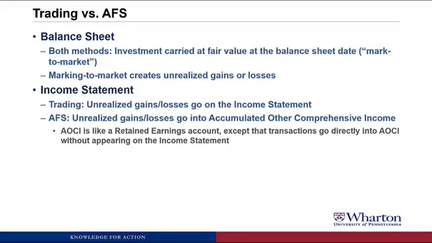So think back to how we do things that go on the income statement. Like a trading security gain would go on the income statement into net income, and then net income would go into retained earnings. For available for sale, this unrealized gain or loss is going to go directly into AOCI without showing up on the income statement. So either way, it goes into stockholders' equity. Stockholders' equity would go up with an unrealized gain. The difference is with AOCI, it doesn't have to go through the income statement like it does with retained earnings.